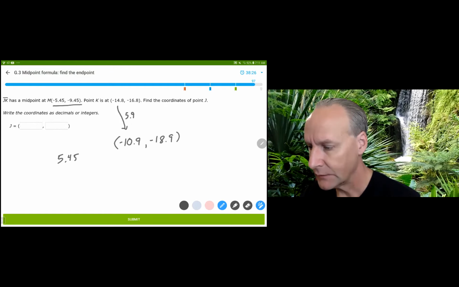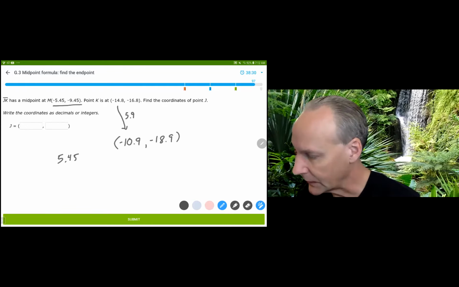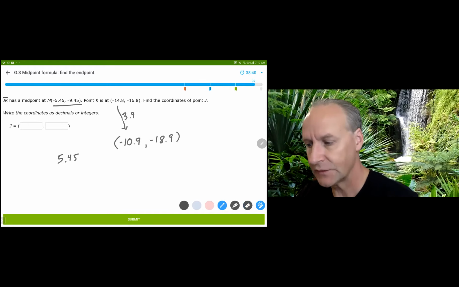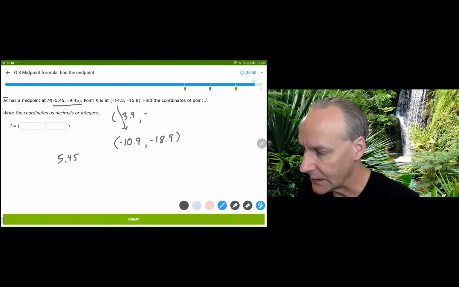5.9 gives me, oh, sorry, 3.9, huh? Let's see. Because I'm working with conjugates, it seems like I make weird errors, but it's because of the adding and subtracting that I'm doing. 3.9 will get me to negative 10.9, yep. And now I need more negatives, so I'm going to need negative 2.1, don't I? It looks like it's good.